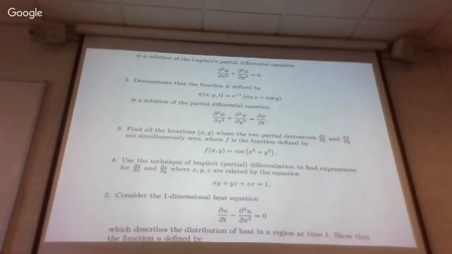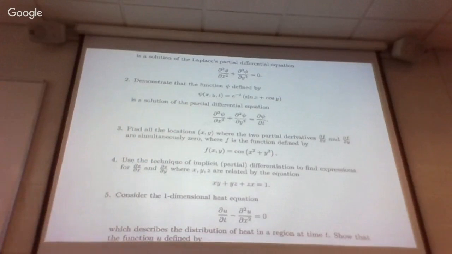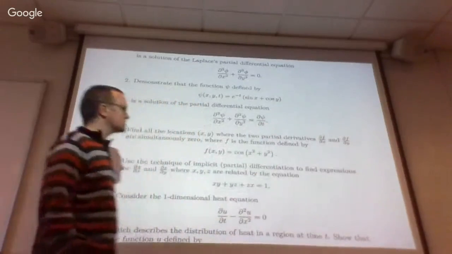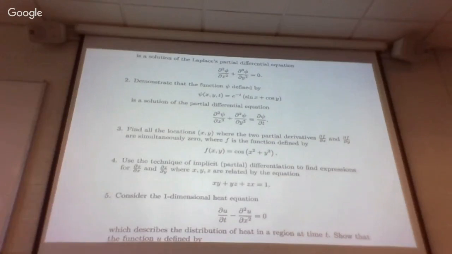Similarly, for this equation here, for the function psi, again depending on 3 variables, and it's second order, because you've got second order partial derivatives with respect to x and y, and then the first order partial derivative with respect to t. Here we're showing that this function, e to the minus t times the sum of sine x and cosine y, is a solution.